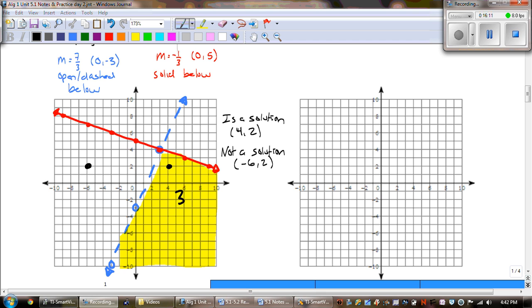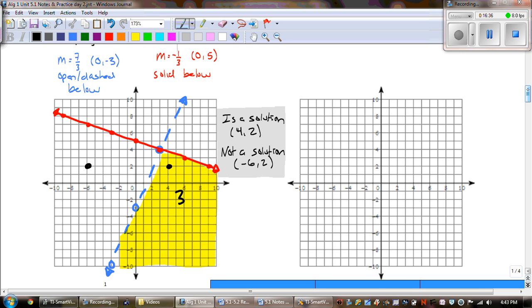Okay, so I had the point for my solution as 4, 2, and not a solution is negative 6, 2. Now, remember, you do not have to have the exact same points as I do. The only rules are if it is a solution, it can be anywhere in the shaded area, and not a solution is anywhere that's not shaded.